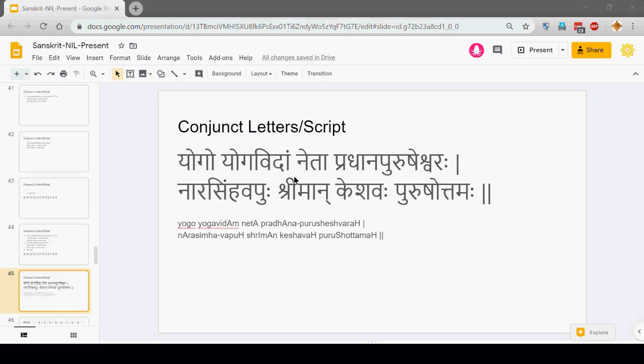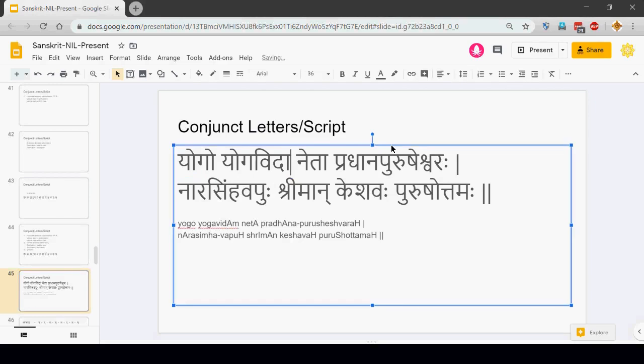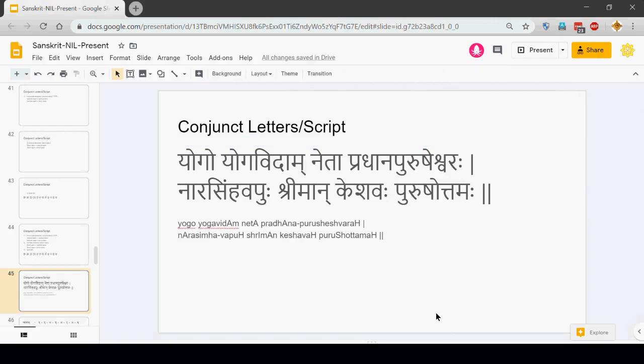Actually, let me write it in a readable way. Better. Okay. Yoga vidam, correct. Then neta. Similarly, not neta, neta. Yes, it's long. Then the next one, pradhana.